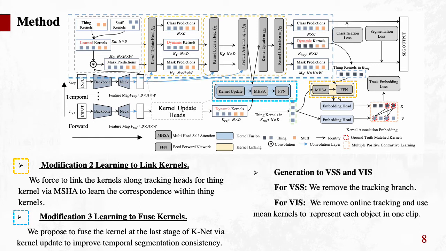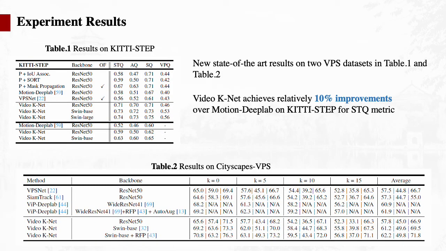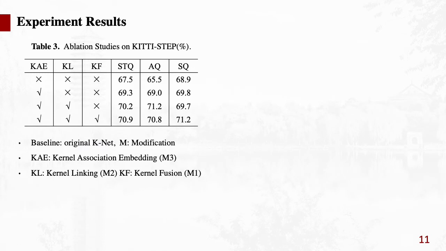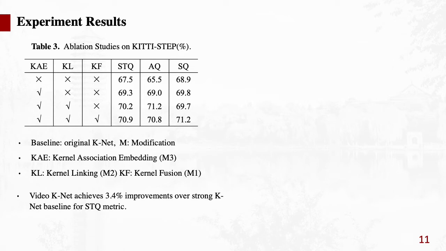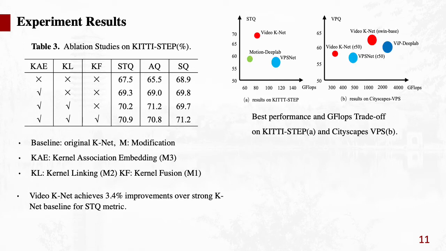Finally, we generalize our work to VSS and VPS. For VSS, we remove the tracking branch. For VIS, we remove the online tracking, but use a mean kernel to represent each object in one clip. Our network achieved new state-of-the-art results on 2 VPS datasets, including KITTI-STEP and Cityscapes-VPS. We performed a detailed ablation study on KITTI-STEP, and we show that on the strong original K-Net baseline, our work can still achieve significant improvements. We also achieve the best performance and GFLOPs trade-off.